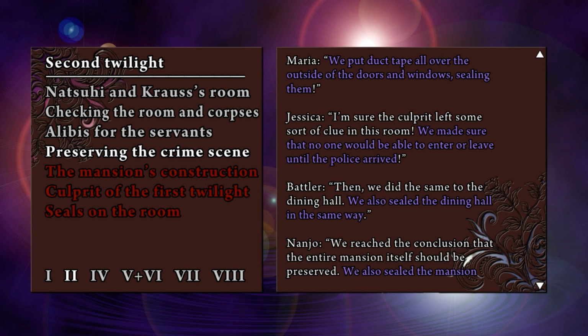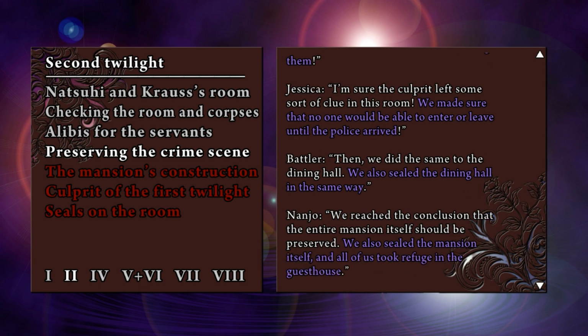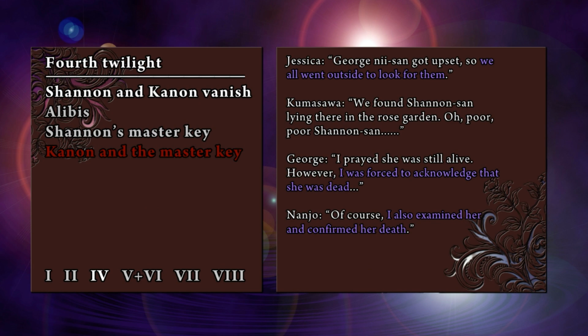We made sure that no one would be able to enter or leave until the police arrived. We also sealed the mansion itself, and all of us took refuge in the guest house. That is the truth. We all went outside to look for them. I also examined her and confirmed her death. Okay.